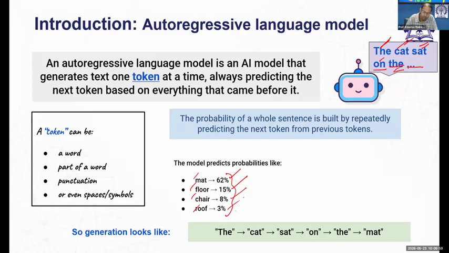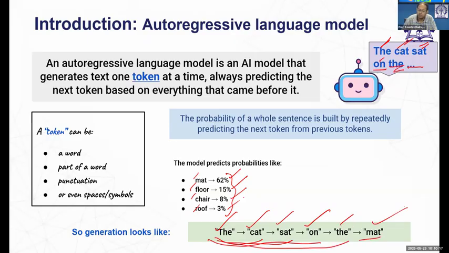So initially it starts with "the", then it predicts the next token, which is basically "cat", and then using "the" and "cat", it predicts the next token, which is basically "sat". Then it takes "the cat sat", it predicts the next token, which is basically "on". Then it takes "the cat sat on", it predicts "the", and finally it takes all these things and predicts the next token, which is basically "mat". So this is basically an autoregressive language model that predicts the next token based on the previous context.